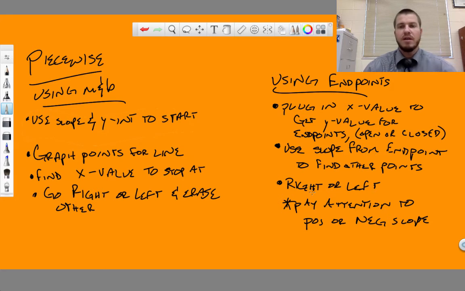From there, use the slope to find other points. Just make sure you're paying attention. Are you going to the left or are you going to the right? And pay attention to the slope, whether it is positive or negative.